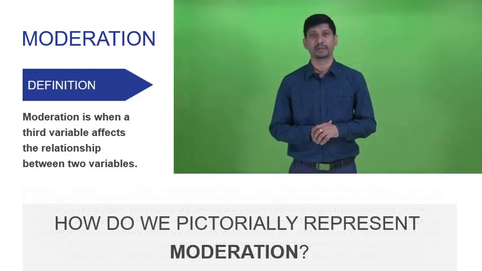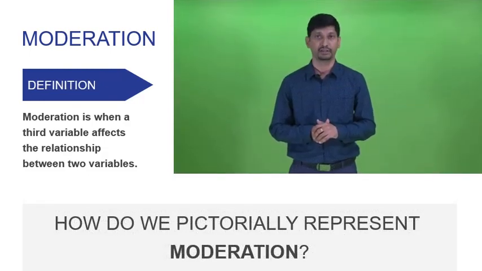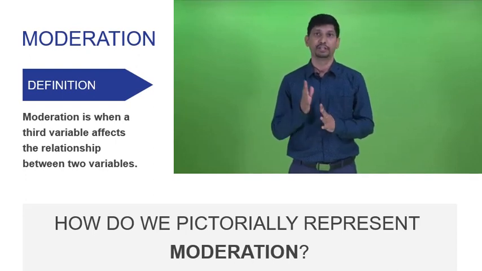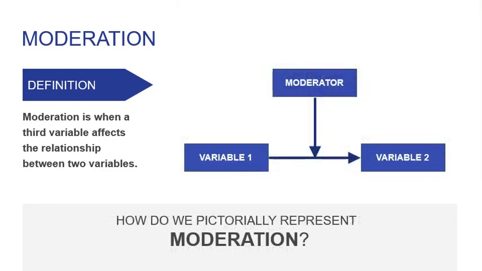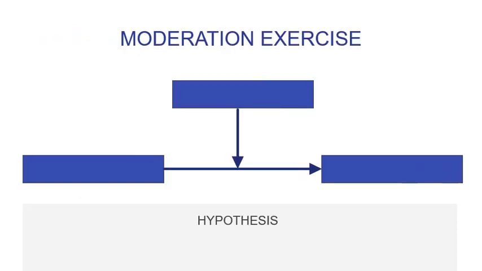Now, it leads to the question, how do we graphically or pictorially represent moderation? When we represent moderation in a model, it should look like this. There is a line with an arrow that connects the independent variable or variable 1 to variable 2, and there is a moderator which comes and affects the relationship between variable 1 and 2. Now, here is an exercise where we would start placing the variable 1, 2 and 3.